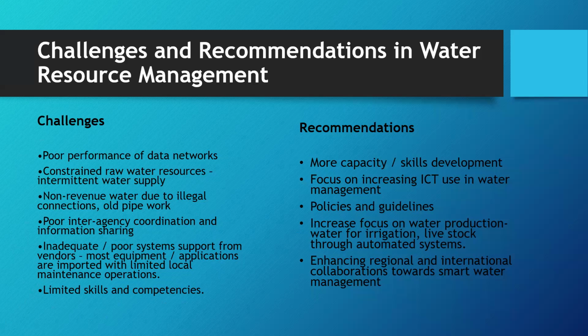Another challenge is poor interagency coordination and information sharing. Here we can increase focus on water production, water for irrigation, livestock through automated systems. Inadequate, poor system support from vendors. Most equipment and applications are imported with limited local maintenance operators. And then another challenge is limited skills and competences. So what can be done in such situations is enhance regional and international collaborations towards smart water management.